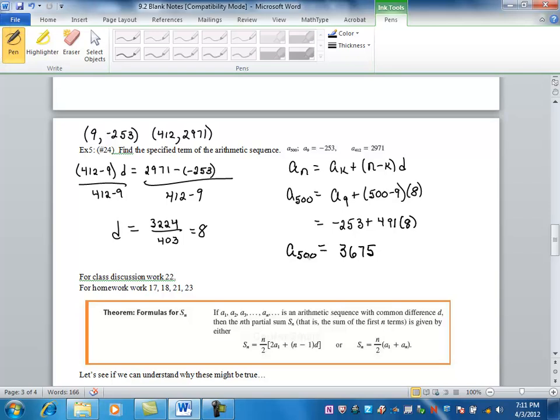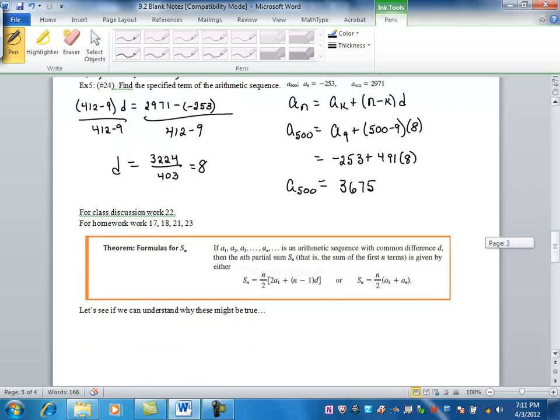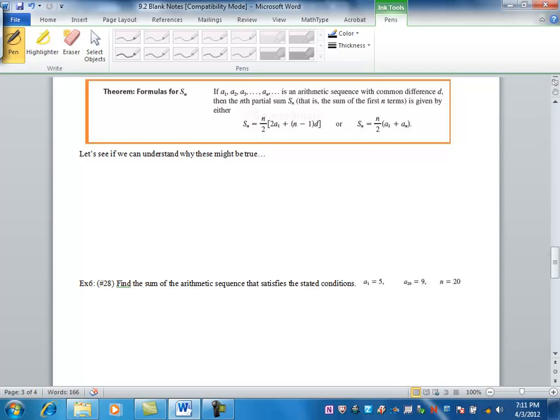Okay, now let's think about another result. Let's say that I want the sum of the first n terms in a sequence. We have a couple of theorems, or formulas, that will get us those. Let's see, though, if we can understand why these might be true. Look at just something very basic: 1 plus 2 plus 3 plus 4. The sum here is 1 plus 2 is 3, plus 3 is 6, plus 4 is 10.